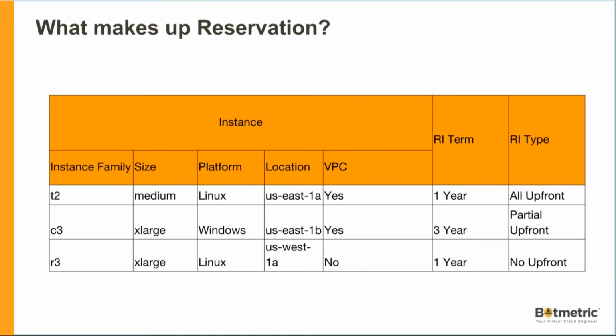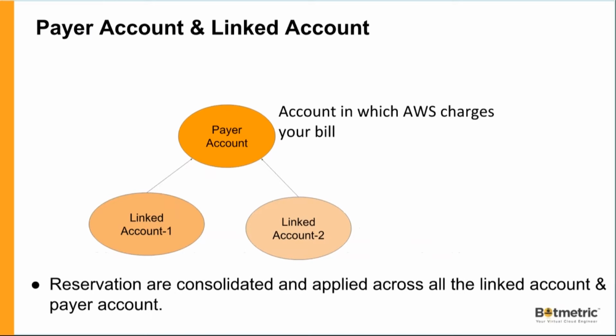The one thing we need to keep in mind is that if you buy a reservation, see here, there are 5 parameters we always need to keep in mind. That means T2 medium, Linux, US East 1A and VPC. These 5 parameters make up a single reservation. Let's say I'm running an exactly matching machine, T2 medium, Linux, US East 1A in VPC, and I went ahead and reserved. The next month, the developer needs to recycle the machine, and when he started it, instead of US East 1A, he started the machine in US East 1B. Then what will happen to my reservation? We will talk about that in the next slide.